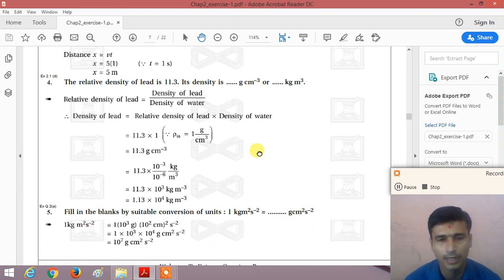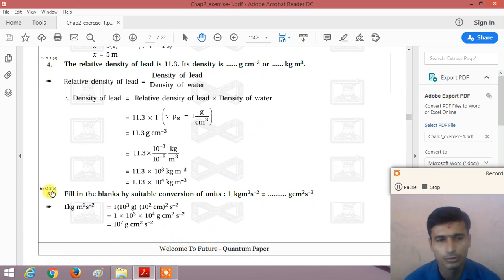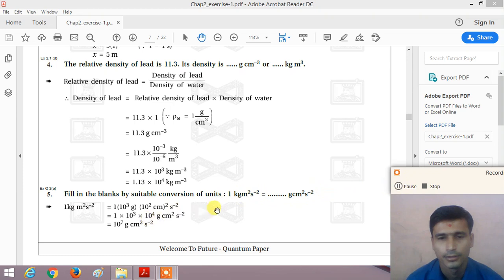Now question number 2. Question number 2a. Fill the blank by suitable conversion of the unit. 1 kilogram meter square second raised to minus 2 is equal to blank gram centimeter square second raised to minus 2. So here 1 kilogram meter square second raised to minus 2 needs to be converted into gram centimeter square second raised to minus 2. So kg, meter and second are the MKS unit, and from this MKS unit we need to convert into the CGS unit, gram and centimeter square.